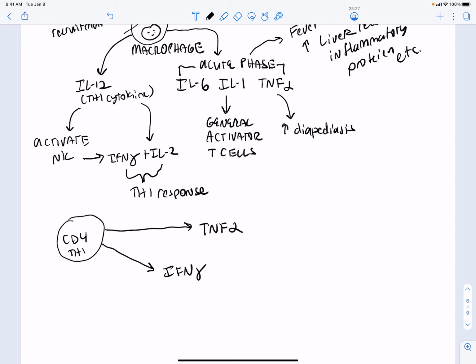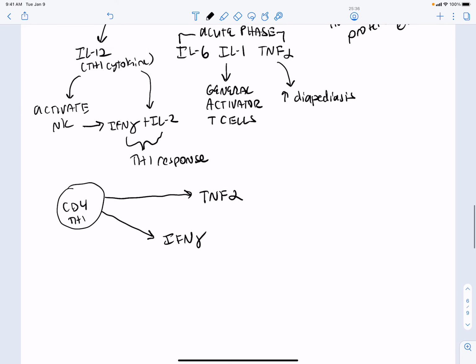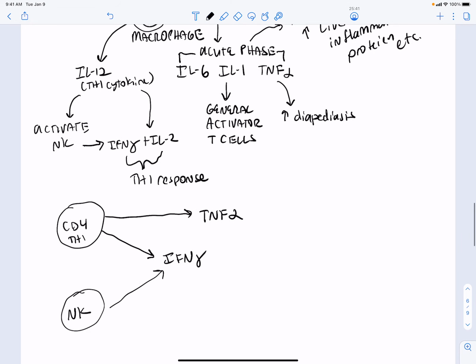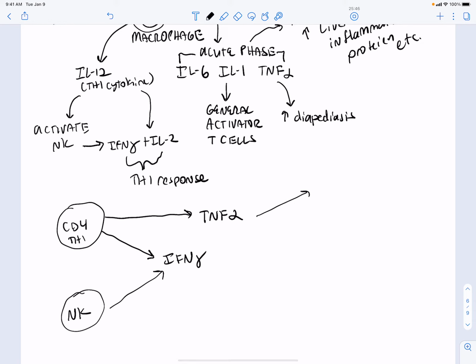So while a T cell cannot make IL-12, similar to a natural killer cell, a T cell can make interferon gamma. And you're going to have, of course, still your NK cells making interferon gamma. And you're going to have your TNF from your macrophage. And if you have too much TNF, you can have tissue damage.